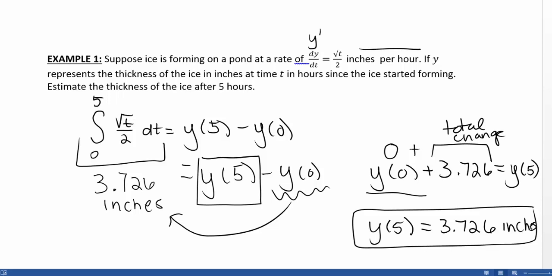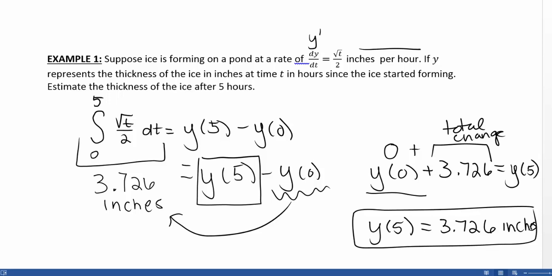However, if my example had told me something like initially the ice was 4 inches thick, or initially the ice was 12 inches thick when we started measuring, then my y of 0 would be a different number, and I would be able to get the exact thickness at 5 hours instead of just how much the thickness changed. So we're able to use initial data to help us understand the situation and to find exact values of the original function instead of just how much the original function changed.